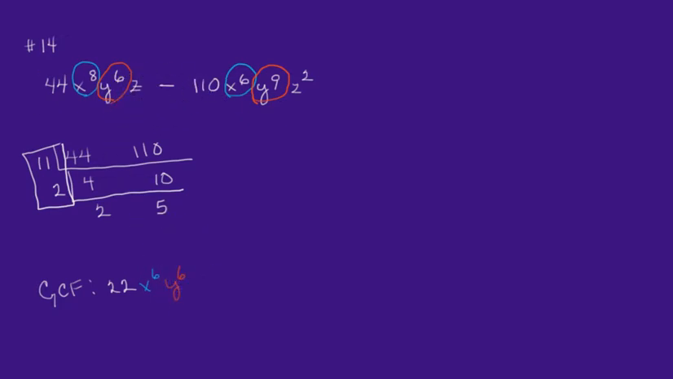And for my z's, I have z to the 1st power and z to the 2nd power. Which one has the lowest exponent? It's going to be my z to the 1st power. But we don't write z to the 1st power. We just write z. Okay? So my greatest common factor here is going to be 22 x to the 6th power, y to the 6th power, and z. So now that I have my greatest common factor, I can go ahead and finish factoring this.